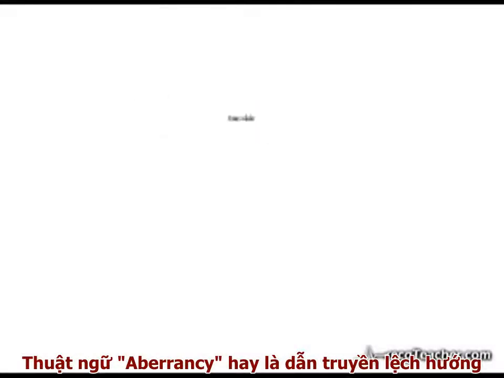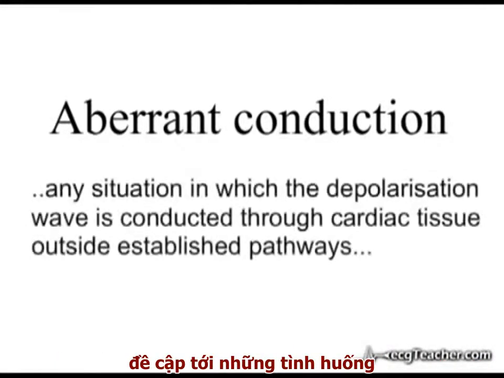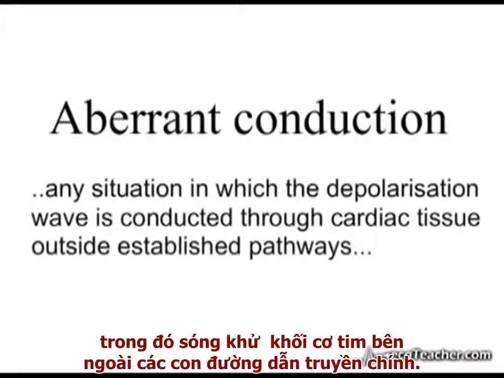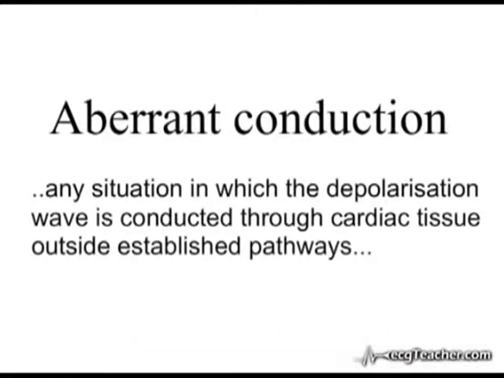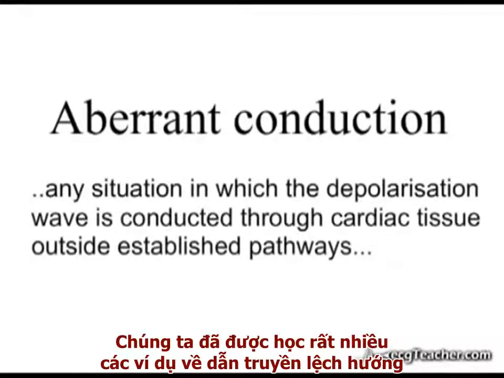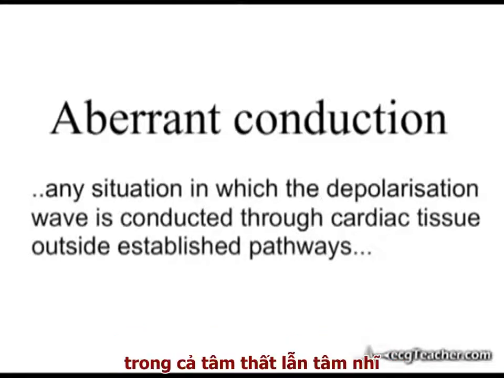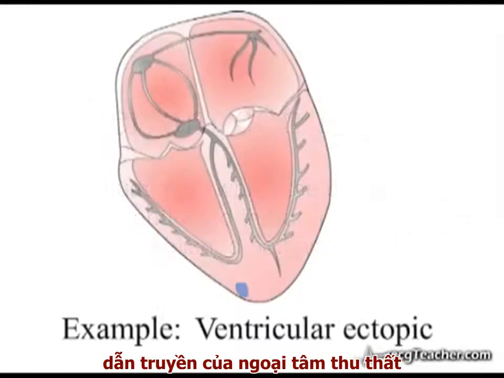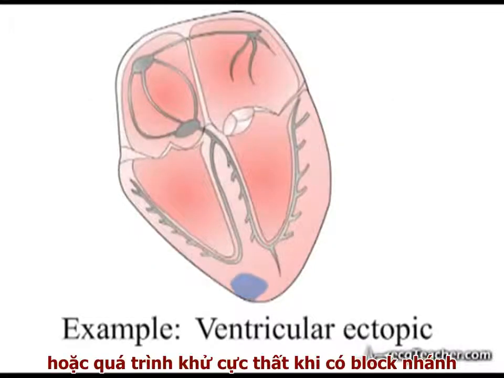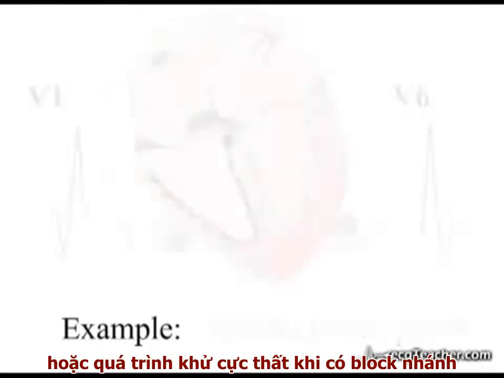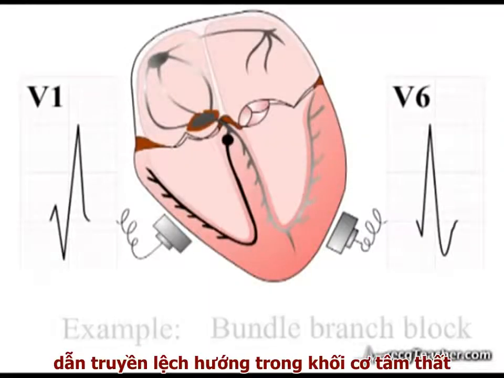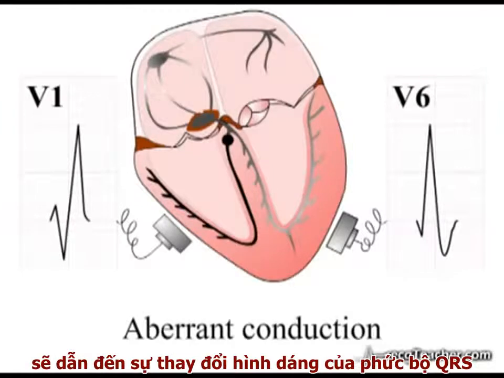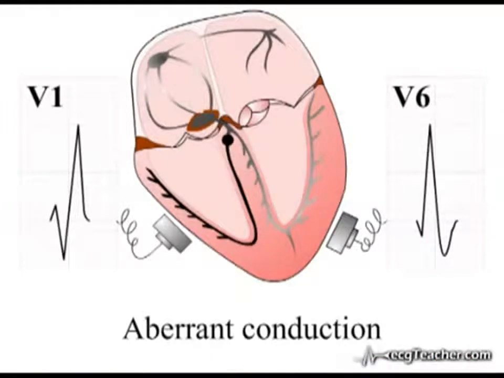The terms aberrancy or aberrant conduction refer to any situation in which a depolarization wave is conducted through cardiac tissue outside established pathways. We've come across many examples of aberrant conduction throughout this course, both within the atria and ventricles. Examples of aberrancy within the ventricles include conduction of ventricular ectopics and conduction of ventricular depolarization in the presence of a bundle branch block.